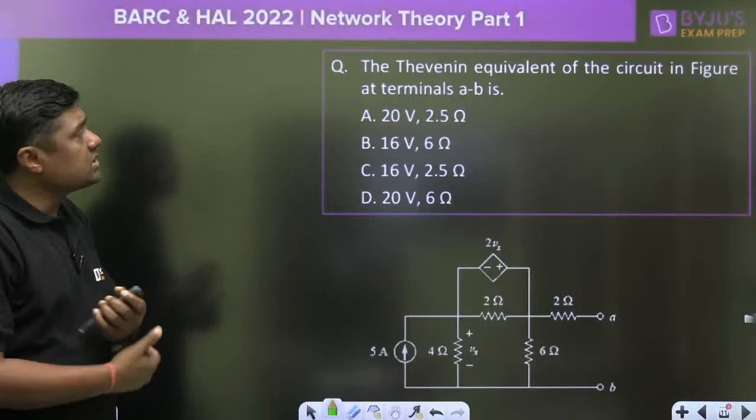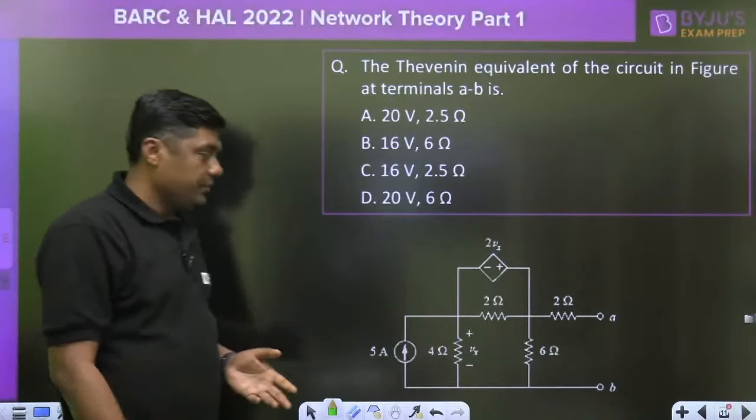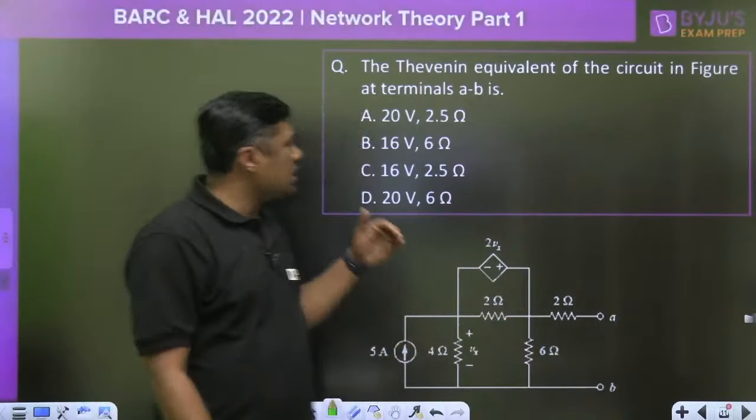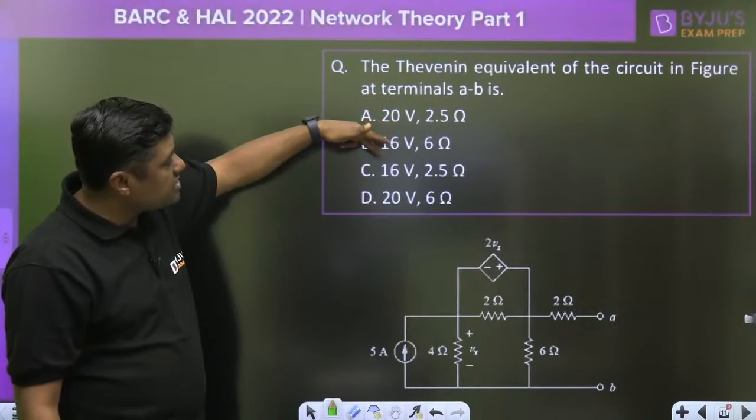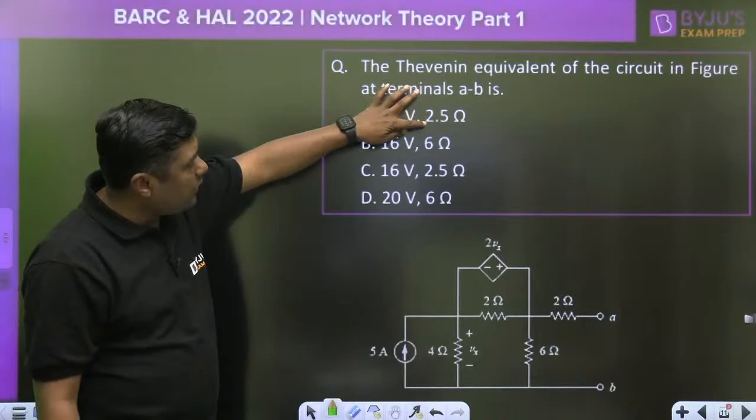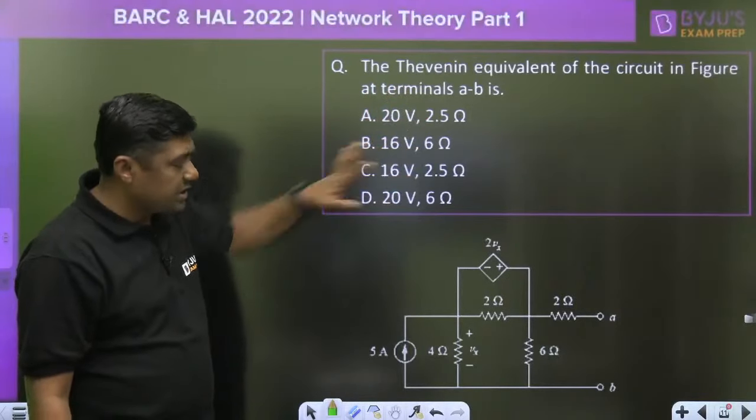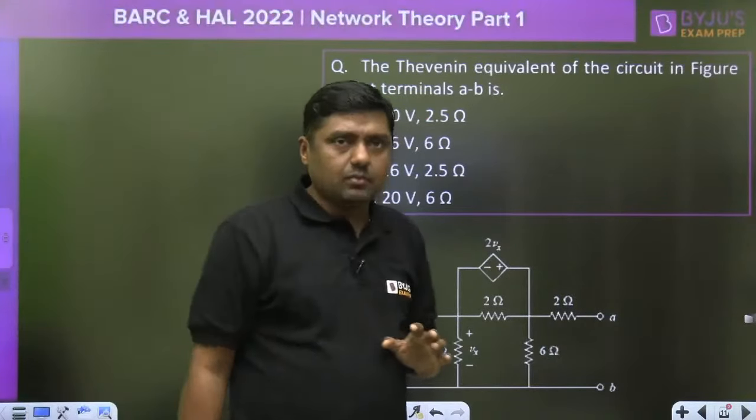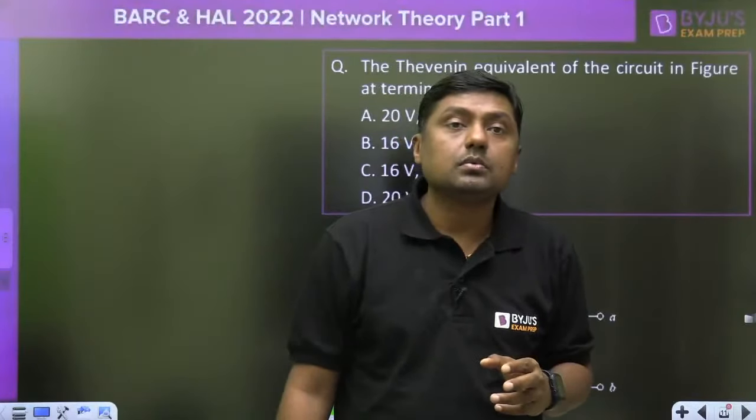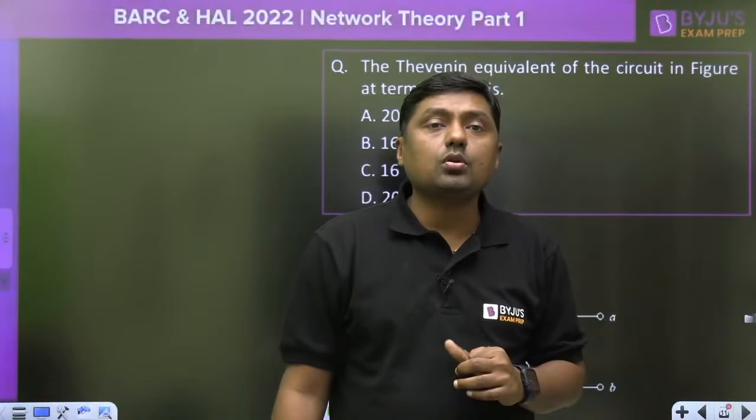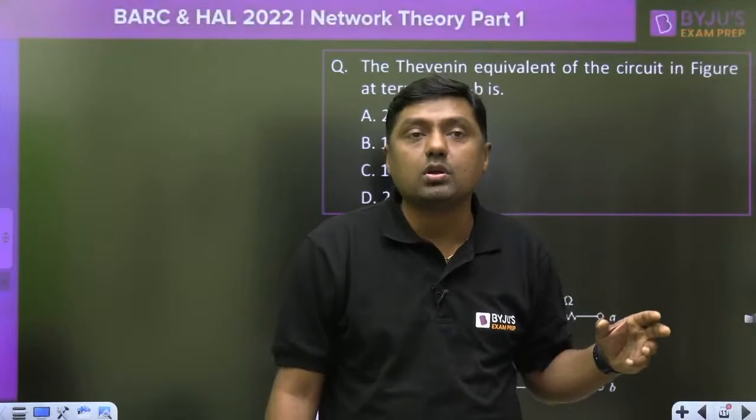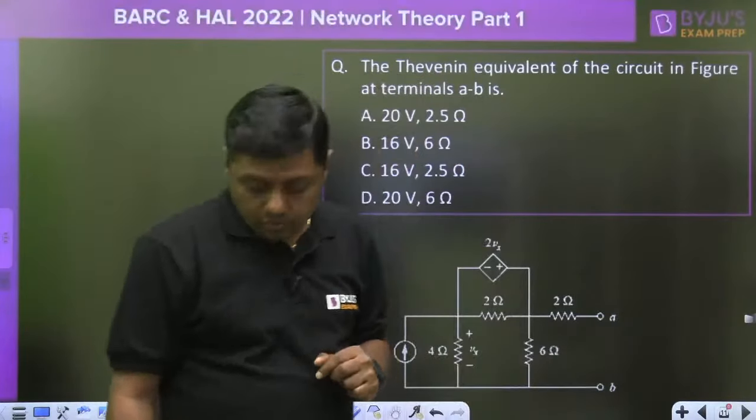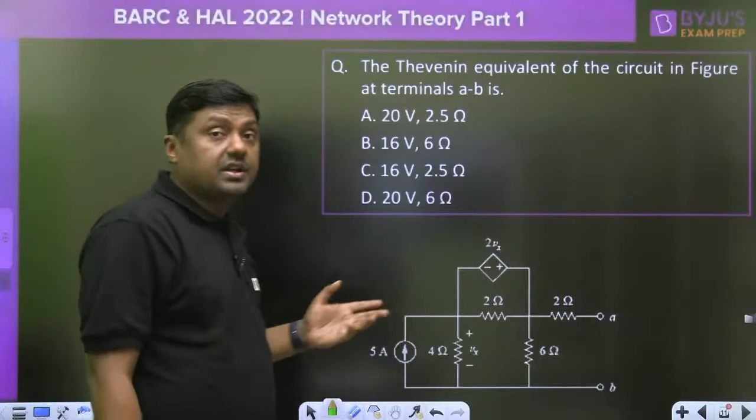Thevenin's equivalent of the circuit in the figure at terminal AB. Thevenin's equivalent. Watch the answer. 20 volt, 16, 20, 2.5, 6. Now, in the BARC exam, they may ask, this is called Norton's. No, that is not Norton's theorem. We are simply using the concept of linearity, Chinmay, that is a linear circuit.